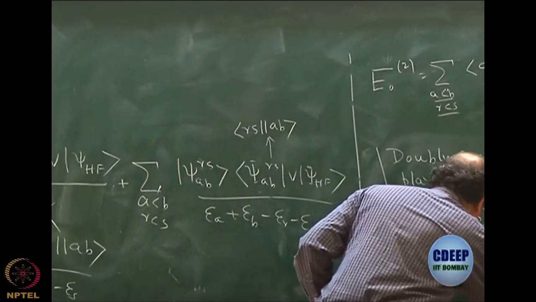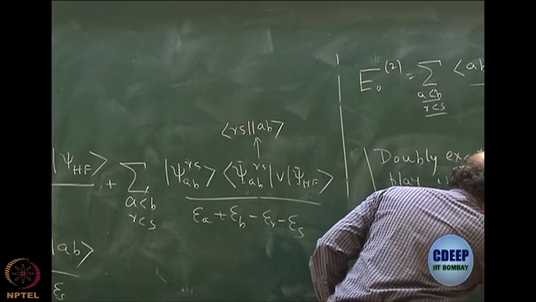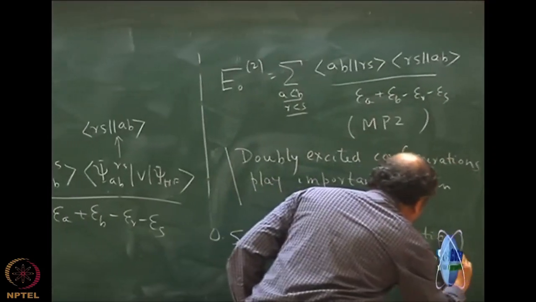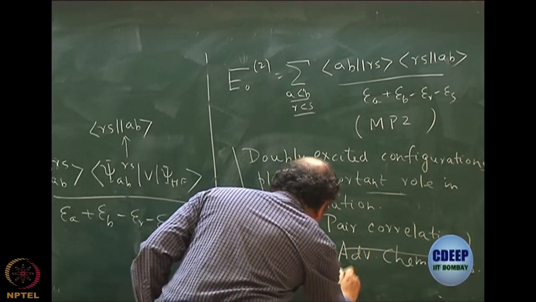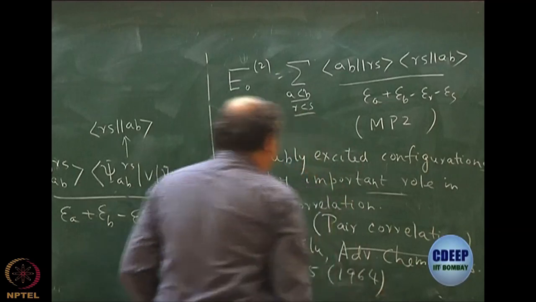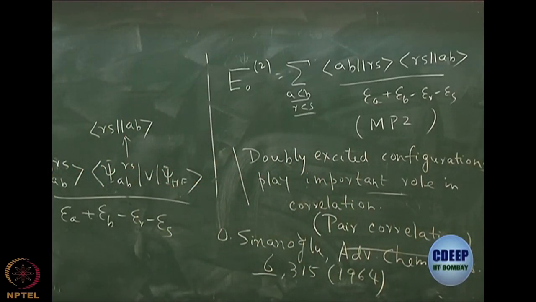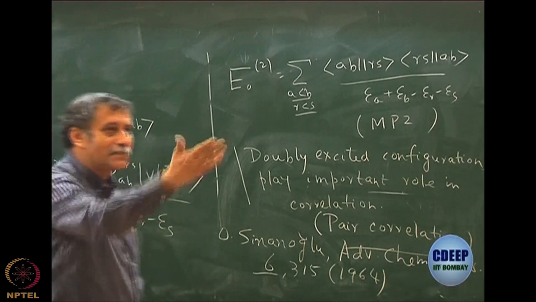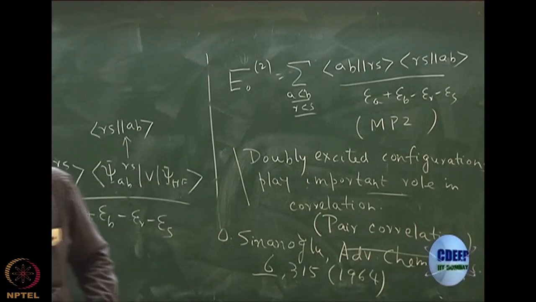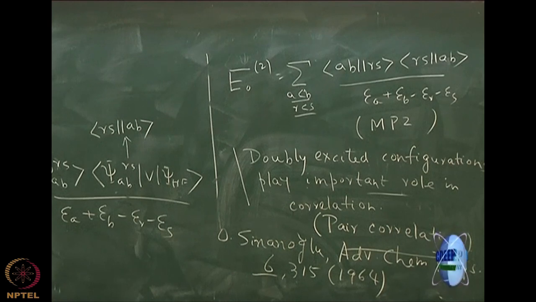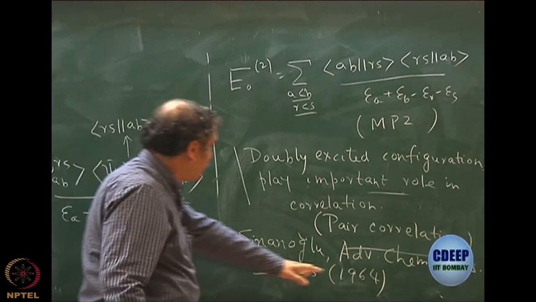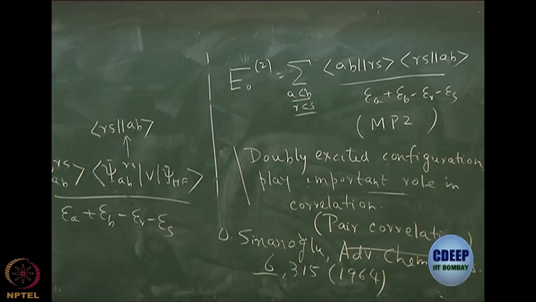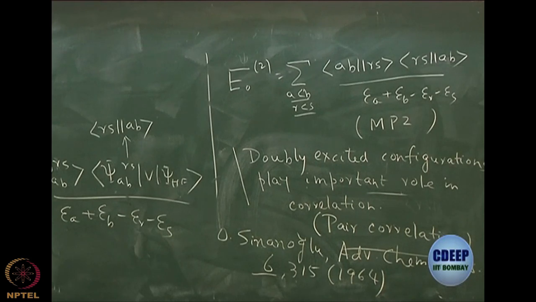He wrote a nice review article, just as I had given for Löwdin, in Advances in Chemical Physics. Please remember, this journal is very good. Volume 6, page 315, 1964. Just as Löwdin was volume 2, page 207, 1959. The bibliography says 59, so it might have been published in December 58, I don't know. But Sinanoglu is 64, I think. The page numbers are pretty much correct. Just see this article, it's a very good article.